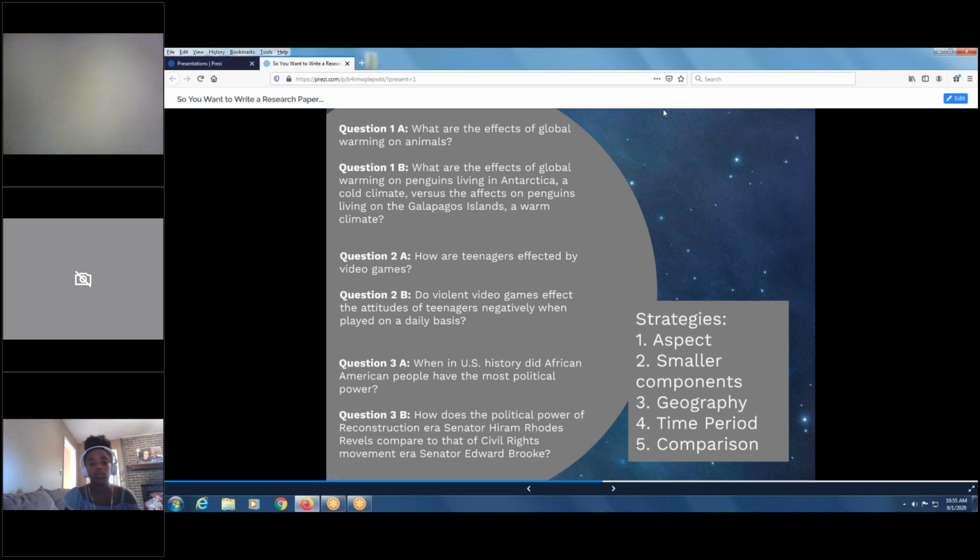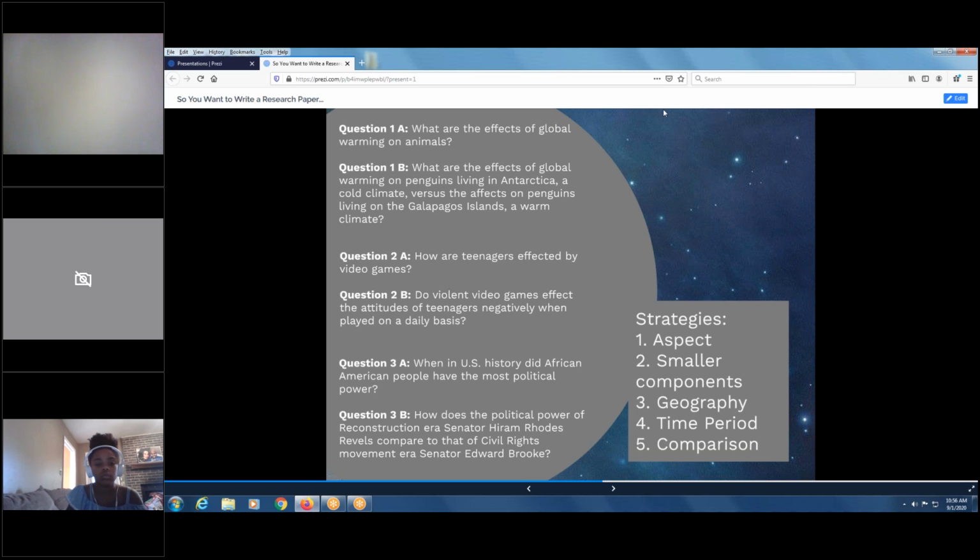Okay, so let's look at the first question. Question 1A is my very broad research question, and then question 1B is my narrowed version. So question 1A, what are the effects of global warming on animals? You could write volumes and volumes of books on that question. But looking at question 1B, what are the effects of global warming on penguins living in Antarctica, a cold climate, versus the effects on penguins living on the Galapagos Islands, a warm climate? So penguins live in both places. We can compare the two.